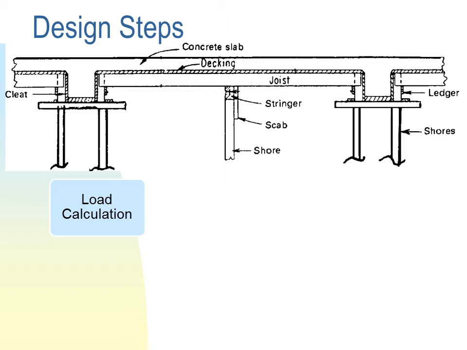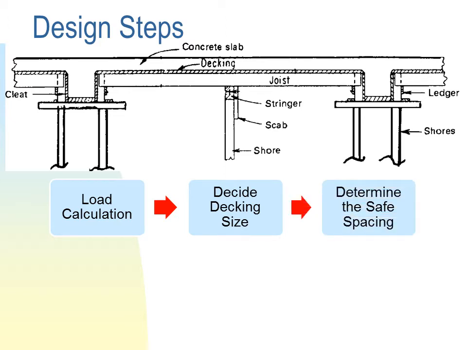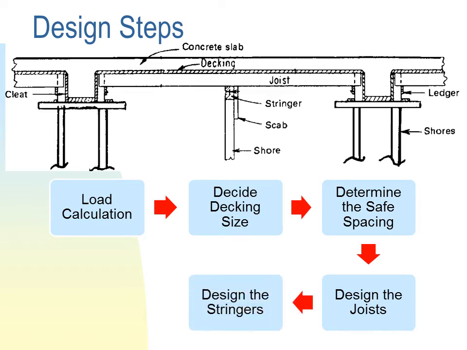So the first step is to calculate your load. Second step is to decide the decking size. Third is determining the safe spacing between the joists, which is the span of the decking, then designing the joists, then determining the safe spacing between the stringers, which is the span of the joist, then design the stringers, then finally design the shores.